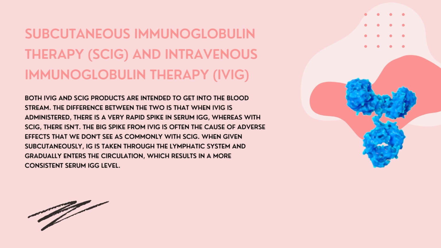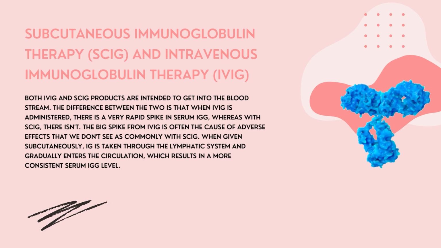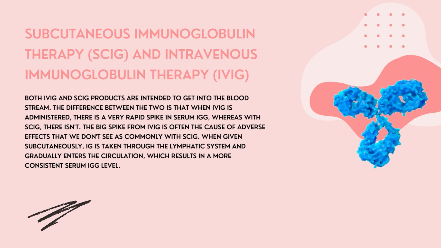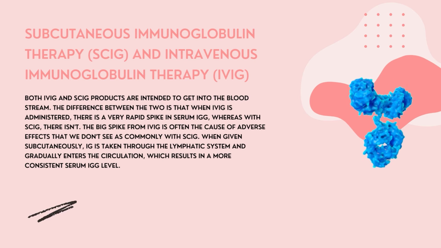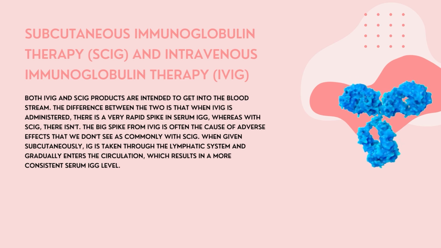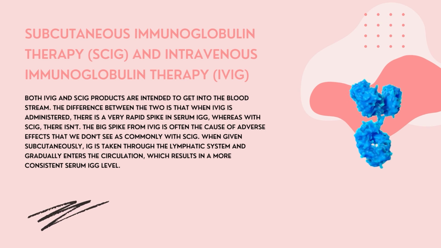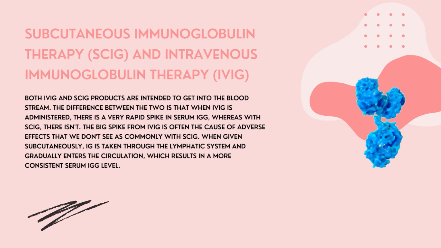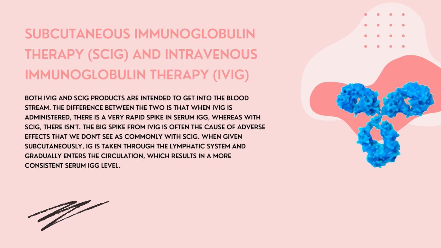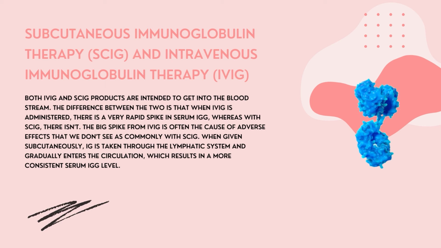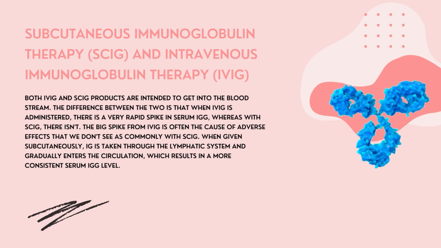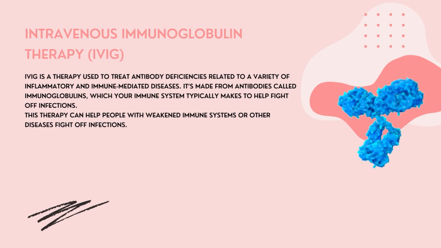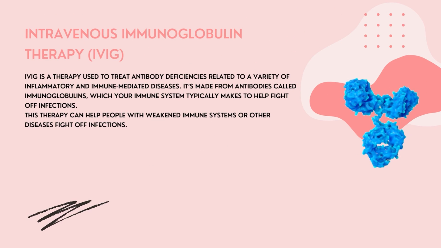Subcutaneous immunoglobulin therapy, SCIG, and intravenous immunoglobulin therapy, IVIG. Both IVIG and SCIG products are intended to get into the bloodstream. The difference between the two is that when IVIG is administered, there is a very rapid spike in serum IgG, whereas with SCIG, there isn't. The big spike from IVIG is often the cause of adverse effects that we don't see as commonly with SCIG. When given subcutaneously, Ig is taken through the lymphatic system and gradually enters the circulation, which results in a more consistent serum Ig level.